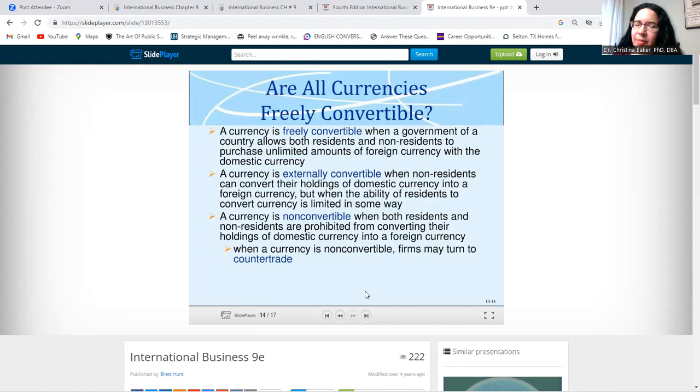A currency is freely convertible when the government of a country allows both residents and non-residents to purchase unlimited amounts of foreign currency with a domestic currency. A currency is externally convertible when non-residents can convert their holdings in domestic currency into foreign currency, but the ability of residents to convert currency is limited in some way. A currency is non-convertible when both residents and non-residents are prohibited from converting their holdings of domestic currency into foreign currency. When currency is non-convertible, firms must turn to counter trade.